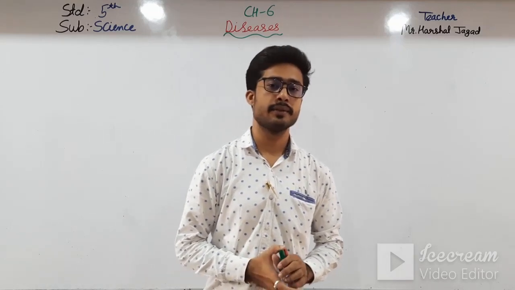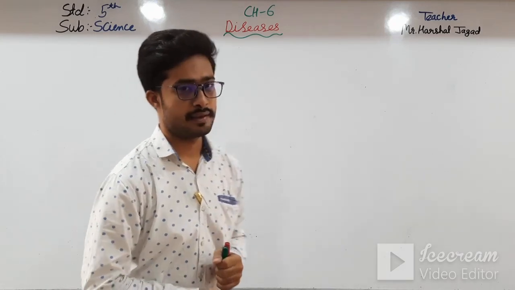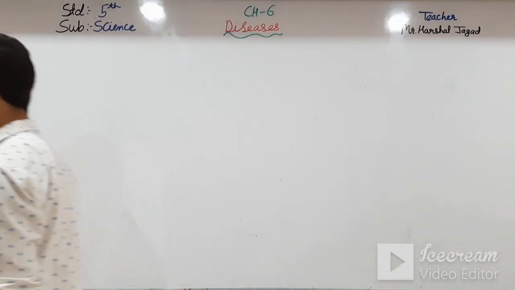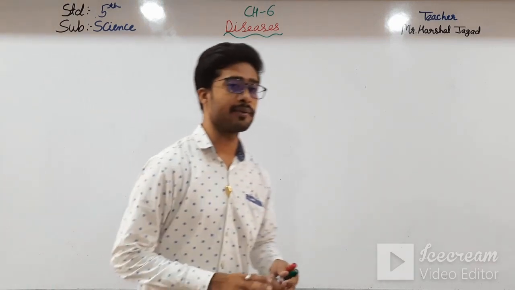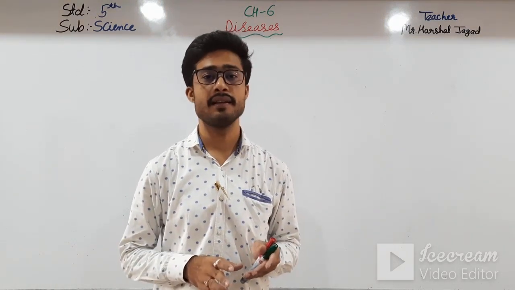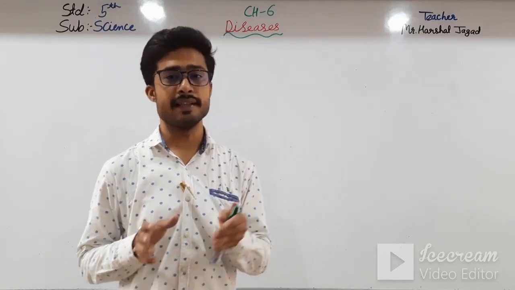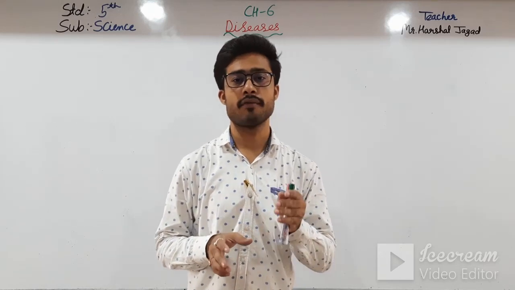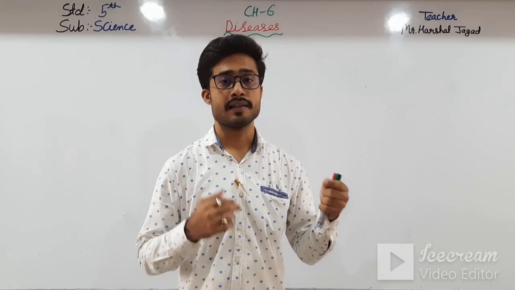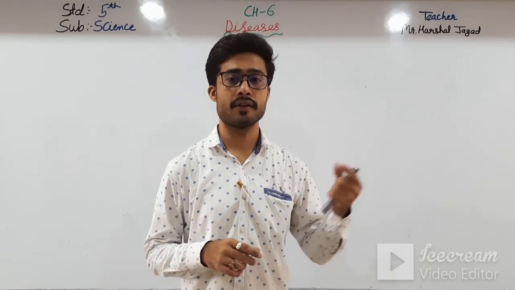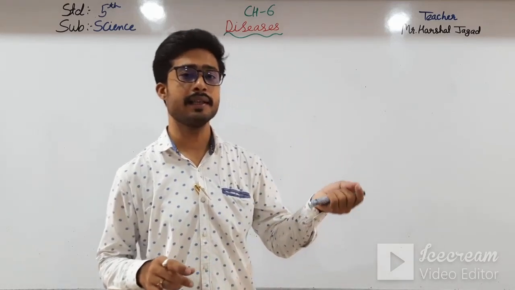In the previous videos, we have been going through chapter number 6, that is disease. In that, we have talked about the diseases. There are two types of diseases: communicable diseases and non-communicable diseases. Communicable diseases means the disease can travel from one person to another person by touch, sneeze, or anything else, and non-communicable diseases cannot travel from one person to another.